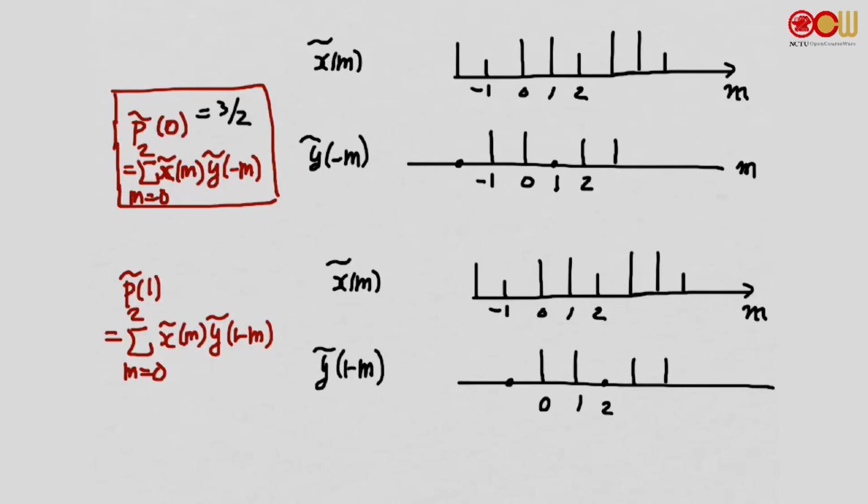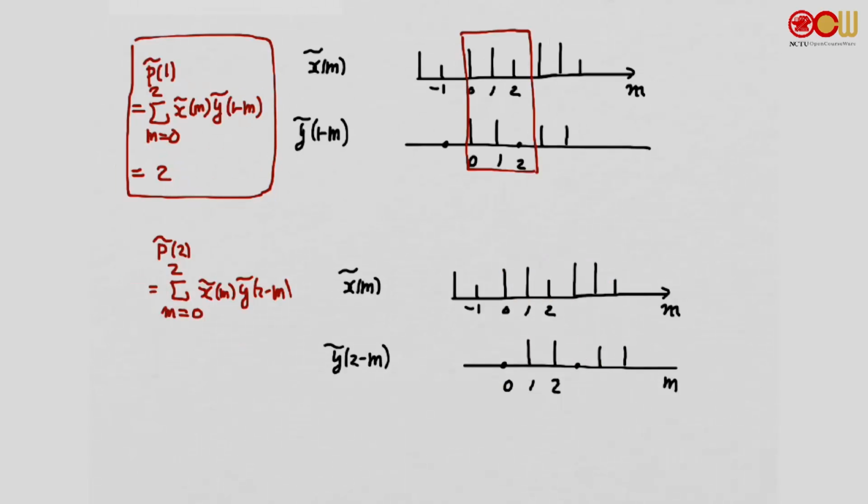Now suppose we want to compute p tilde 1. Then we need x tilde m and y tilde 1 minus m. So we shift y tilde minus m by 1 and we get y tilde 1 minus m. Here's y tilde 1 minus m. Again, we multiply point by point here, and we get p tilde 1 equal to 2.